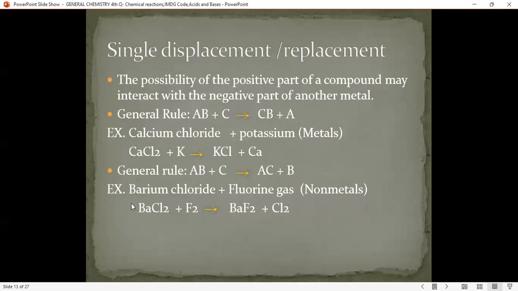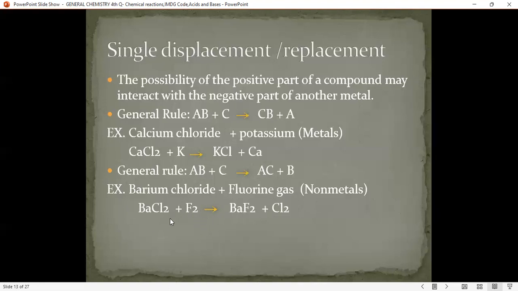For example, we have barium chloride plus fluorine gas. Now we have barium as the metal, chloride or chlorine is the non-metal, and it will be interacting with this individual gas, which is fluorine, or a non-metal as well. For the chemical formula of barium chloride, we have BaCl2. And for fluorine gas, F2, it is F2 because this is a diatomic molecule.